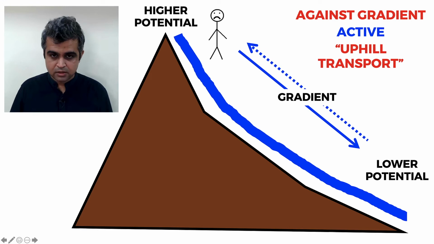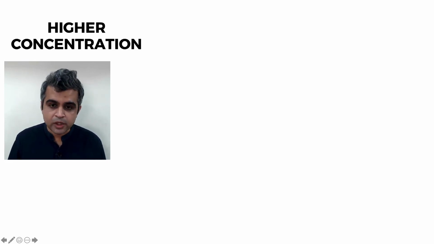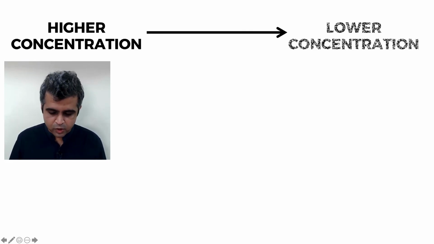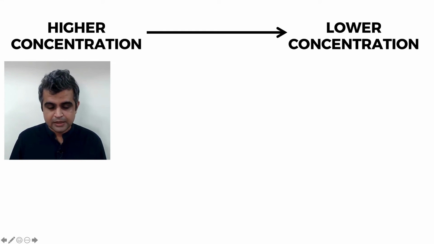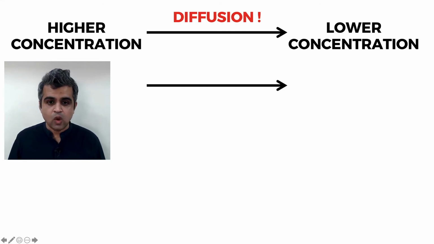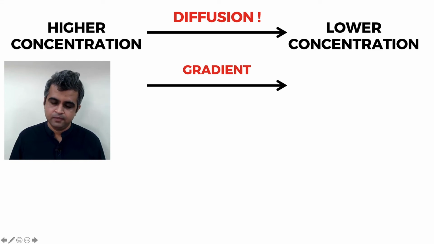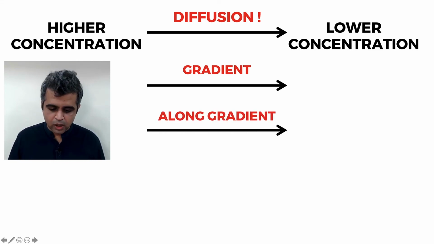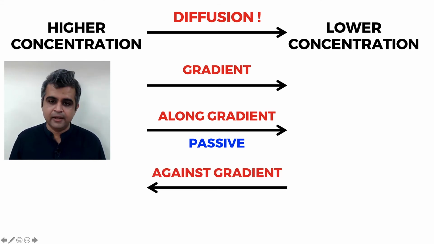So with this, the few basic things which I explained to you right now are these. As far as molecules are concerned, they move from their higher concentration to their lower concentration. This process by which it flows from higher concentration to lower concentration is called diffusion. The direction of diffusion is called the gradient. Whenever things go along the gradient, it does not require energy and is called passive. And whenever things go against the gradient, it requires a lot of energy and it is going to be called active.